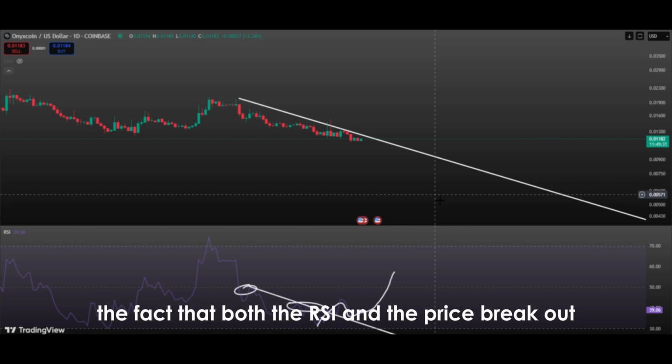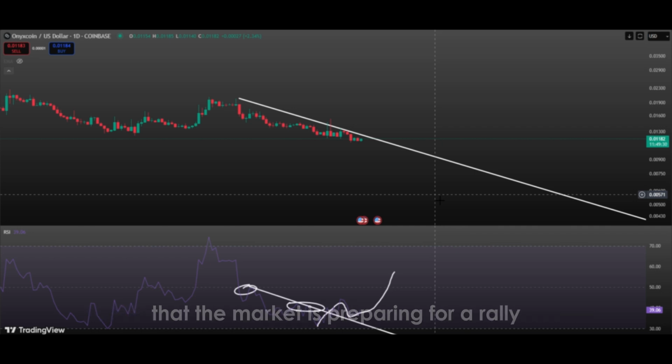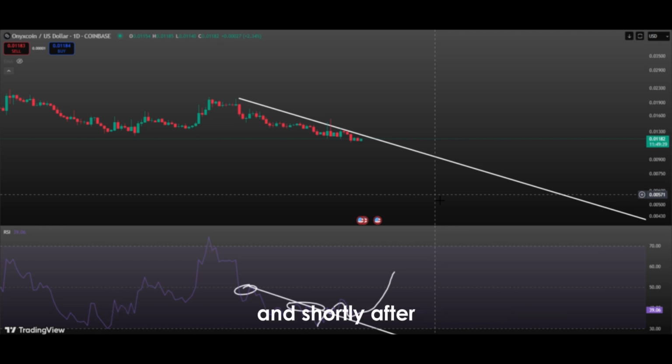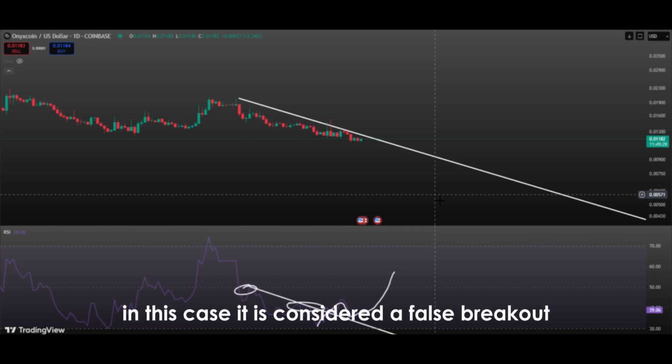structure. The fact that both the RSI and the price break out and then pull back to find support in the same areas shows strong alignment and creates a picture that the market is preparing for a rally. Another importance of RSI retests is that they show whether the trend will be sustainable. Sometimes RSI trend breakouts are not confirmed by price, and shortly after, the indicator falls back into its old trend. In this case, it is considered a false breakout.